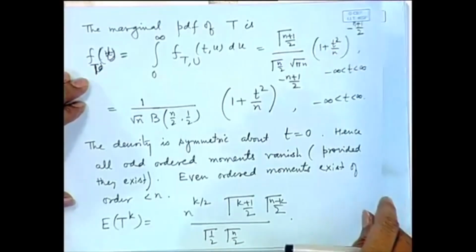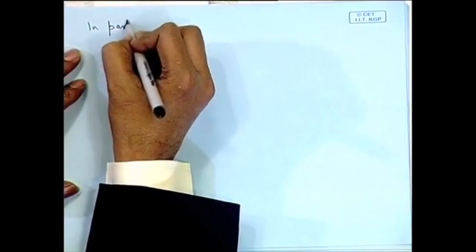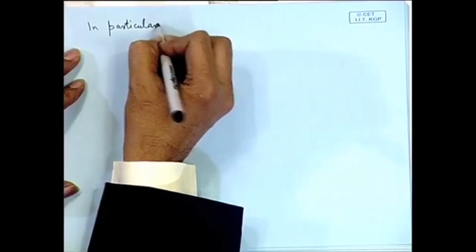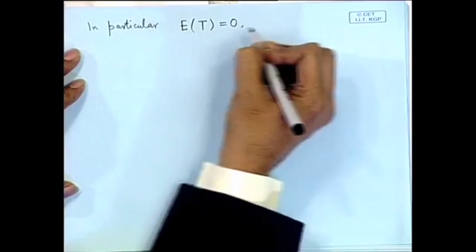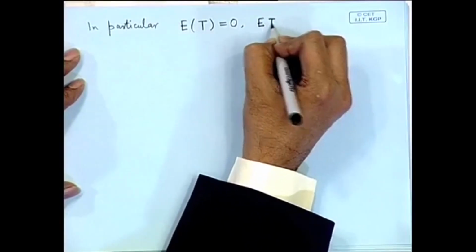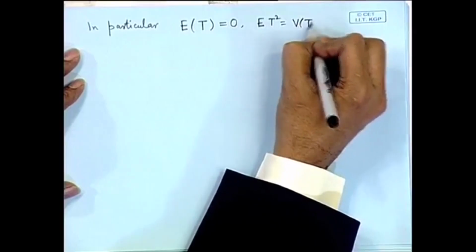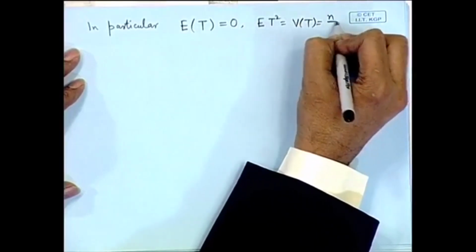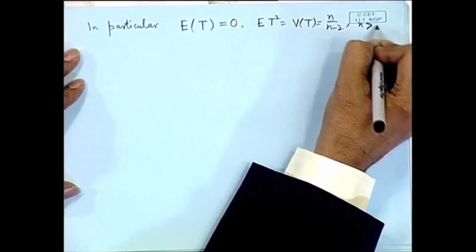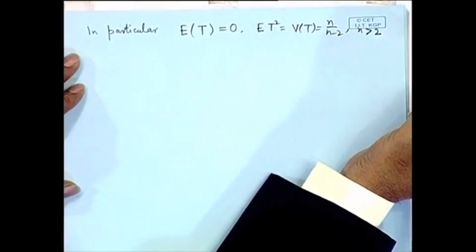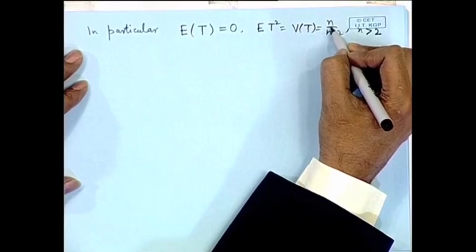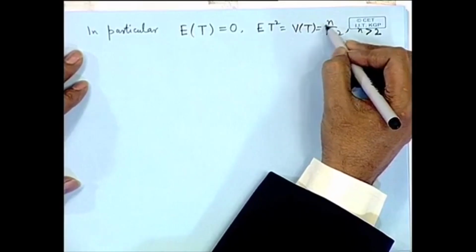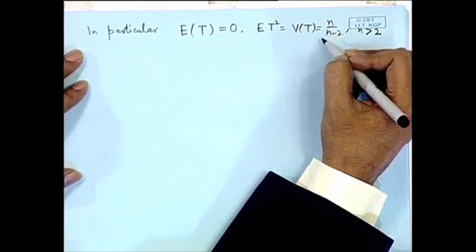So, in particular, the expectation of t is 0, and the expectation of t square, that is the variance of t, is n by n minus 2, which exists for n greater than 2. You observe this is somewhat peculiar number n by n minus 2; as n becomes large this becomes close to 1.